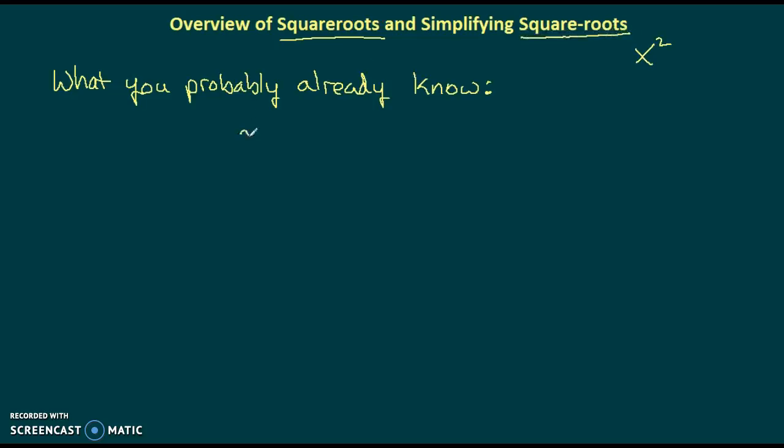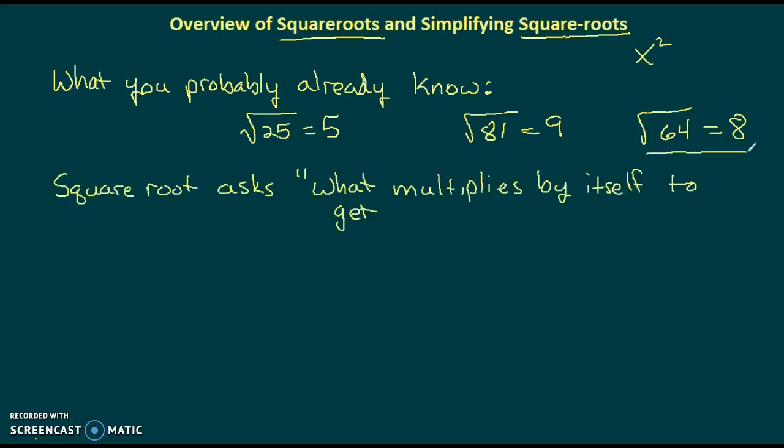For example, if I were to ask you about the square root of 25, or maybe the square root of 81, or 64, you guys would know the answer to these questions. You would know that this is 5, this is 9, and what multiplies by itself to get 64, that would be 8. So as you heard me talking about this example over here, you probably recognize that the square root asks what number multiplies by itself to get the number underneath the square root, or the radical.